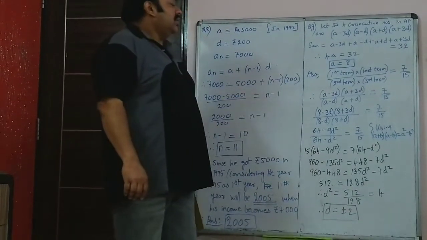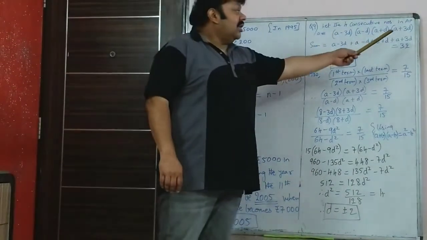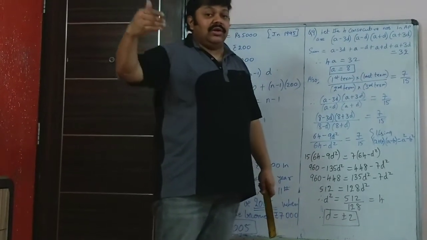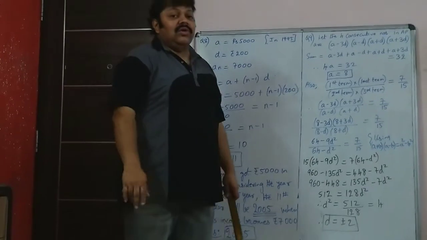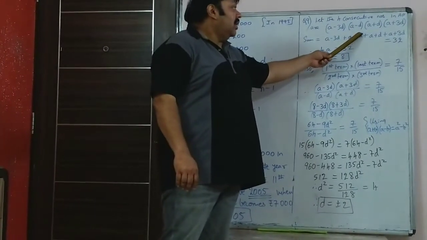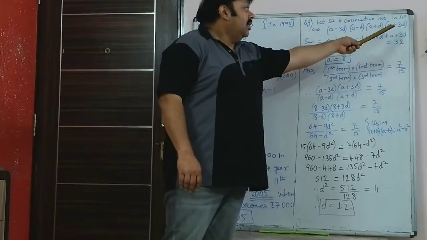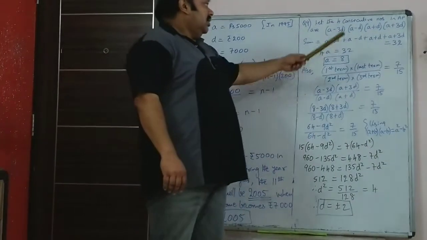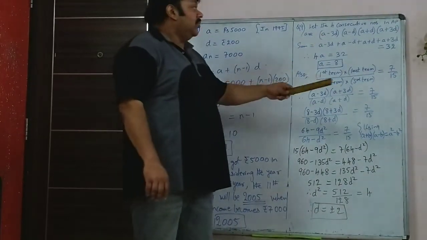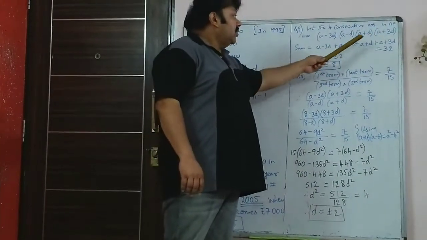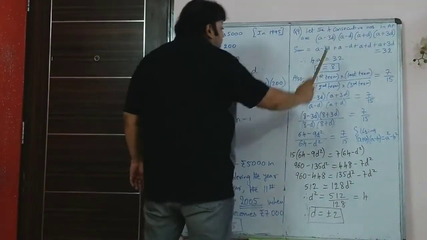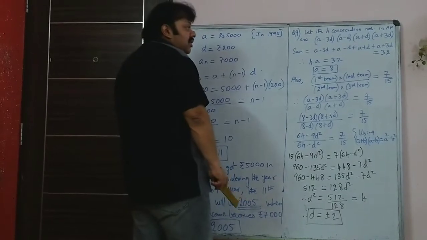Now when there are 4 terms in AP, you have to take it in this sequence. You will not consider it as A plus D, A plus 2D and A plus 3D, because that won't give you the answer. You will consider it as A minus 3D, A minus D, A plus D and A plus 3D. The common difference will be 2D, so it's an AP. And this is the sequence that you will consider. Why? Because when you add all the terms, the sum of all the 4 terms is 32.